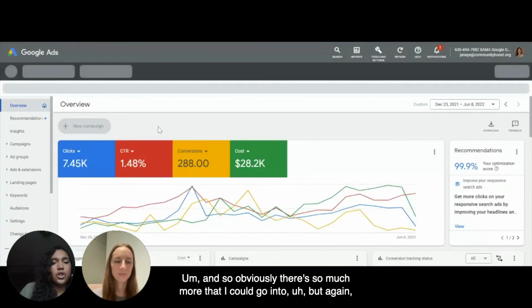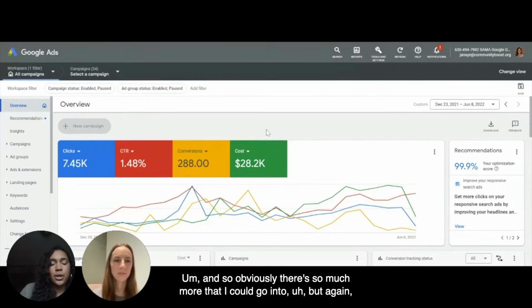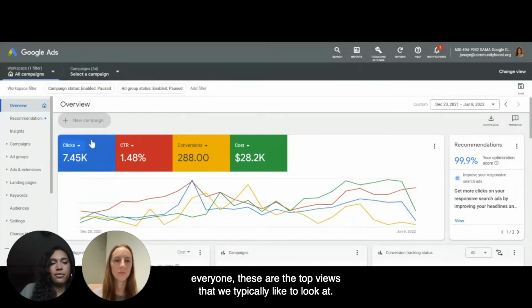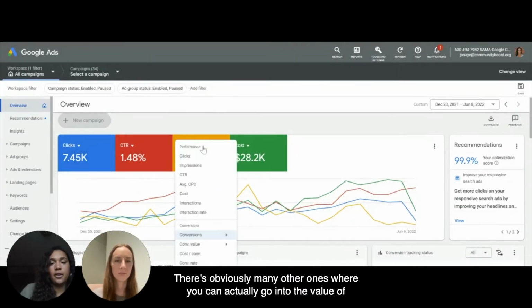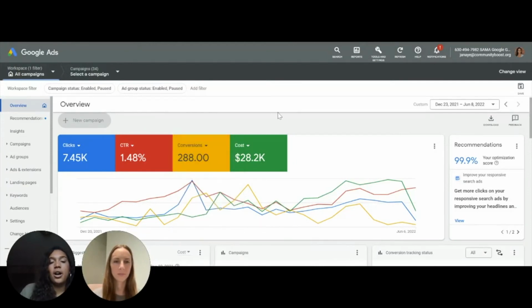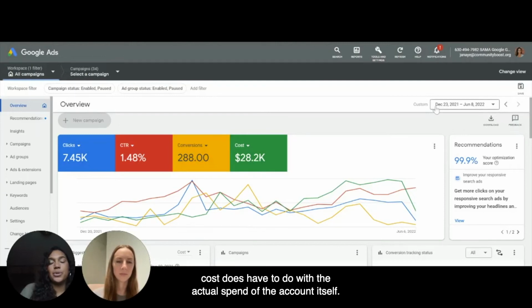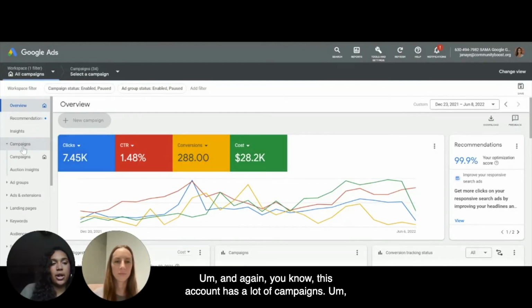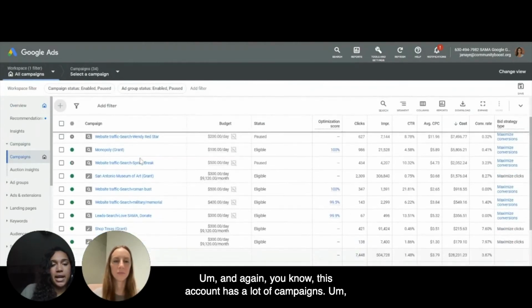And so obviously there's so much more that I could go into. But again, everyone, these are the top views that we typically like to look at. There's obviously many other ones where you can actually go into the value of it. Cost does have to do with the actual spend of the account itself. And again, this account has a lot of campaigns.